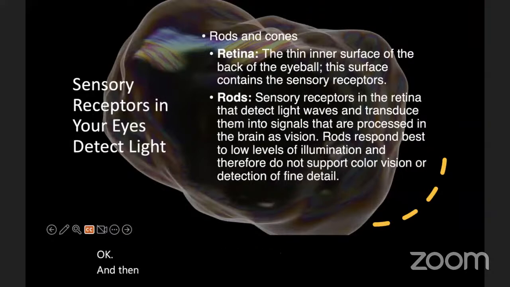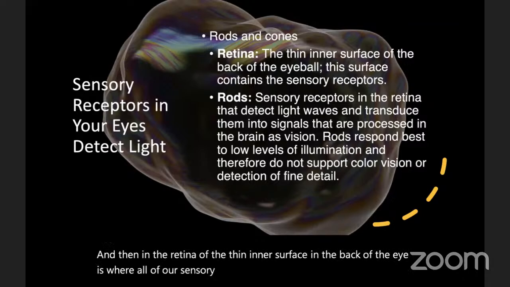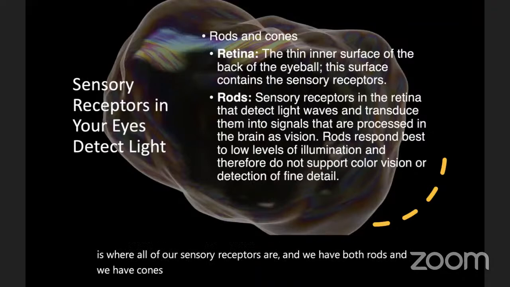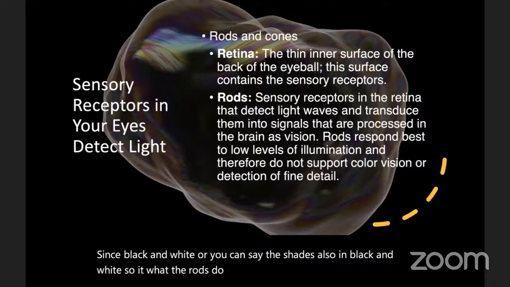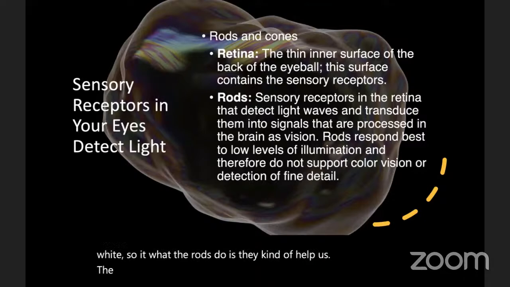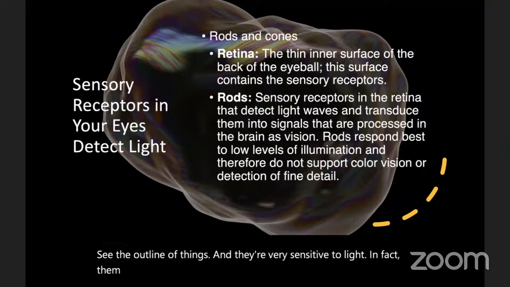And then in the retina, the thin inner surface in the back of the eye is where all of our sensory receptors are. And we have both rods and we have cones, okay? The rods in the eye really sense black and white, or you can say the shades also in black and white. So what the rods do is they help us see the outline of things, and they're very sensitive to light. In fact, I would challenge you to do this.